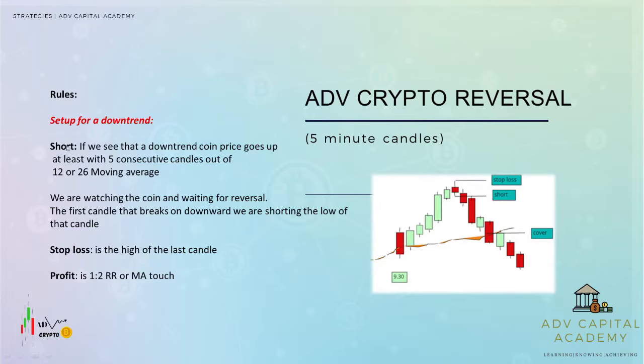For a downtrend, short. If we see the downtrend coin price goes up at least 5 consecutive candles out of the 12 or 26 moving average, we are watching the coin and waiting for reversal. The first candle that breaks downward, we are shorting the low of that candle. Stop loss is the high of the last candle. Profit is 1 to 2 risk to reward or touch of the moving average.